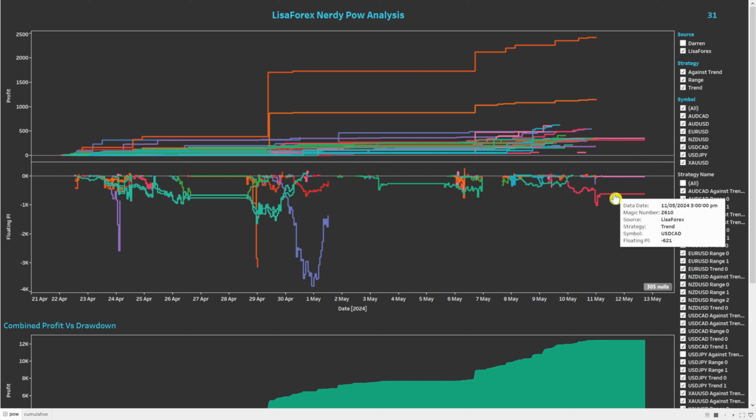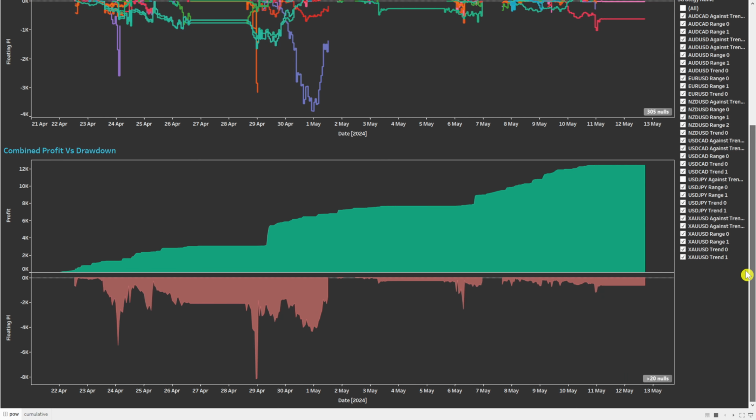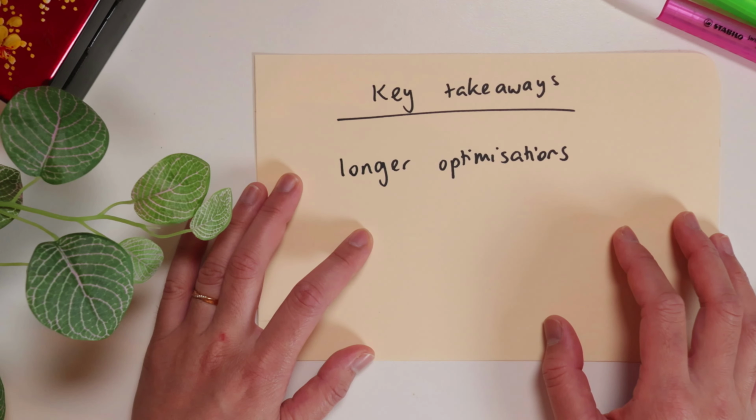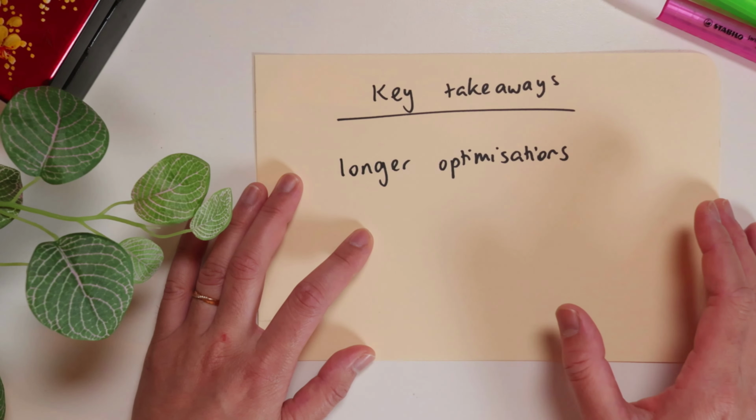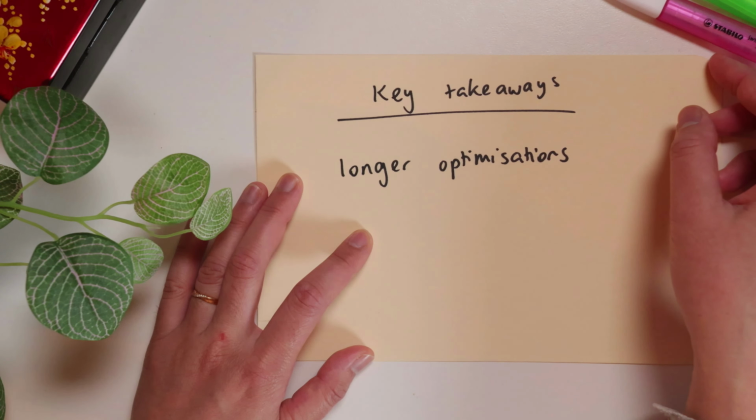So potentially my settings were way too conservative, and the real results mean you need a much bigger account than $500 to trade. Which is totally fine, because if you look at the combined profits below, and we're excluding USD Japanese yen, all up my strategies made a total profit of $12,000 with a largest drawdown of $8,000 combined for all the strategies. The key takeaway here is that with longer optimizations, your forward testing results are more likely to reflect what your backtesting drawdown shows.